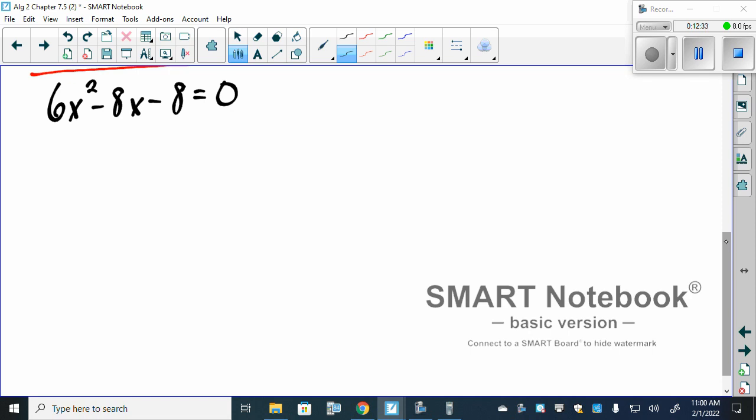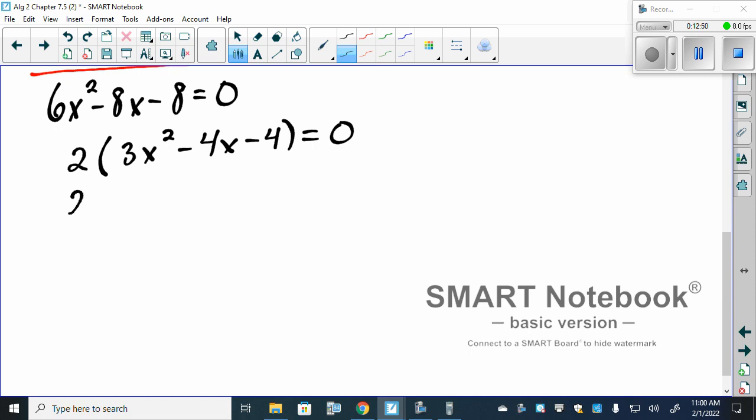So we can factor 2 out of all 3 terms, leaving us with 3x squared minus 4x minus 4 is equal to 0. After we finish factoring that out, we can have 2, and then our 2 sets of parentheses with 3 spaces. Since the 4 is negative, the third term is negative, our signs are going to be opposite. One is going to be positive, one is going to be negative.